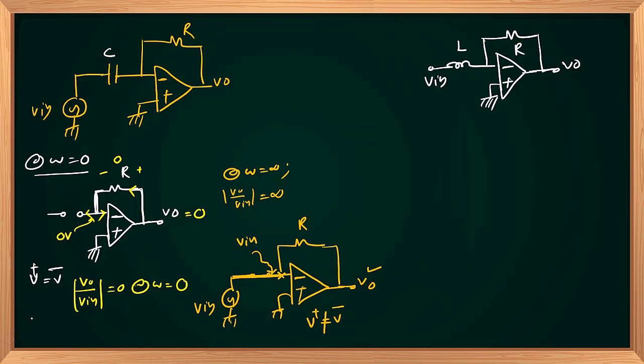So if we are plotting the characteristics between the magnitude of V out upon V in and omega, at omega equal to 0, V out is equal to 0. As omega tends to infinity, the gain increases and goes to infinity. So it's a kind of a high pass filter. But as the maximum gain is infinity, we cannot define the lower cutoff frequency of the given high pass filter.